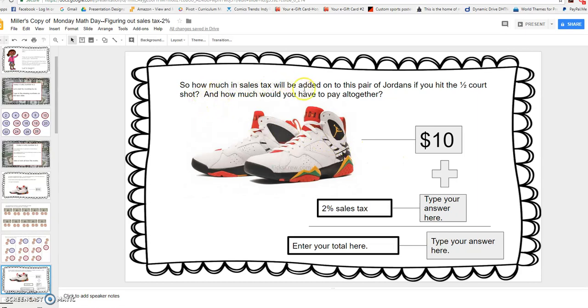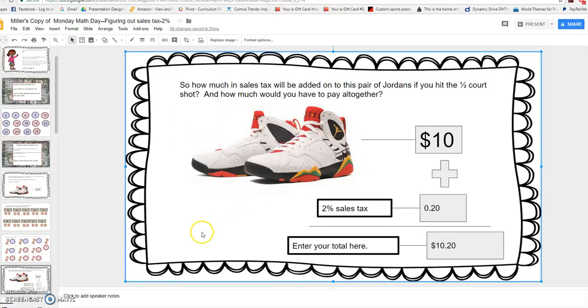So how much in sales tax will be added on to this pair of Jordans if you hit the half-court shot? And how much would you have to pay altogether? So we had the $10 plus my 2% sales tax. That was 20 cents. So in order to put 20 cents, I put my 0, my decimal point, and then 20. That is what 20 cents looks like written. And my total amount that I have to pay for the Jordans, if I hit that half-court shot, is $10.20. Okay, that's it. That's all there is to it.